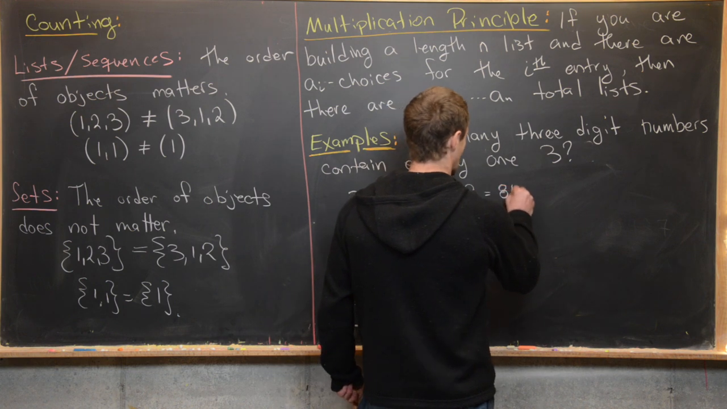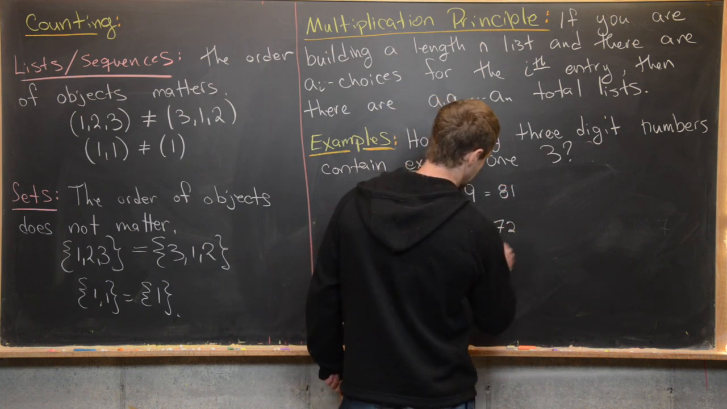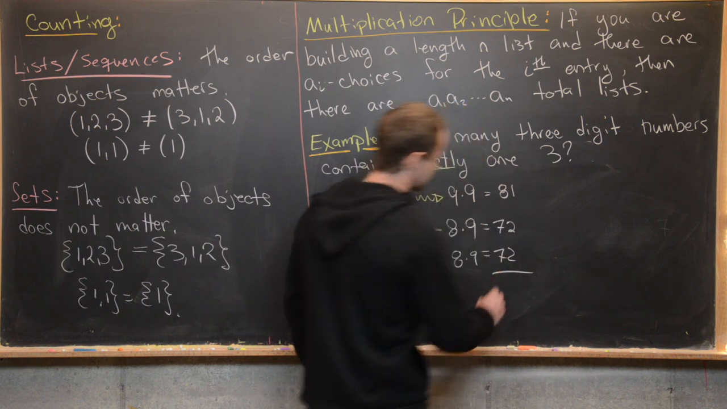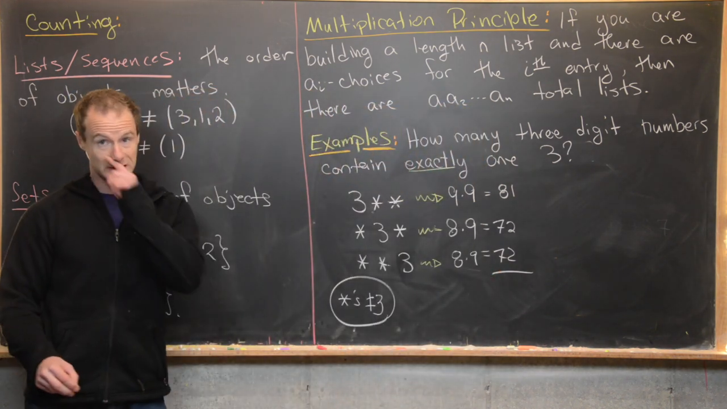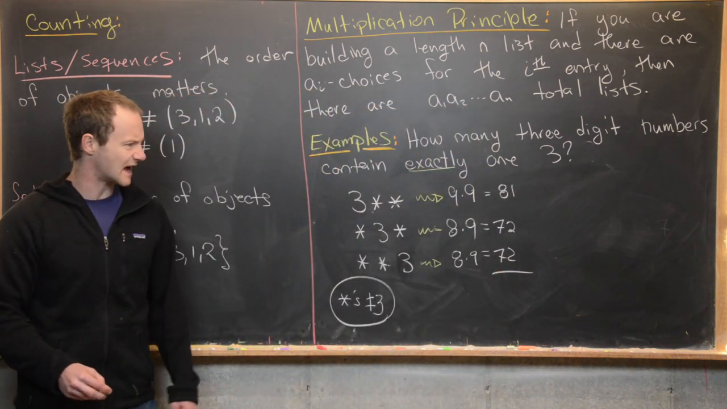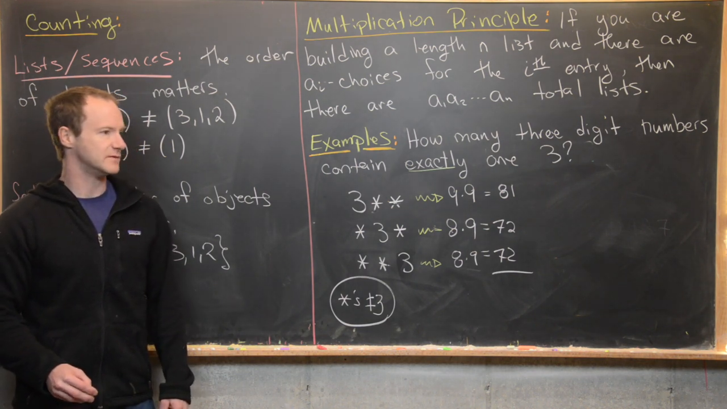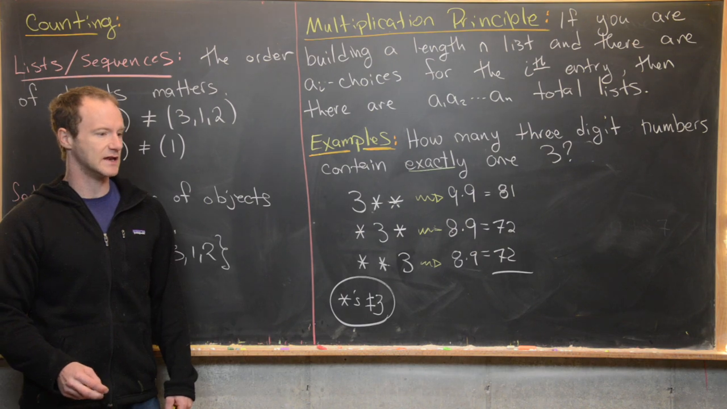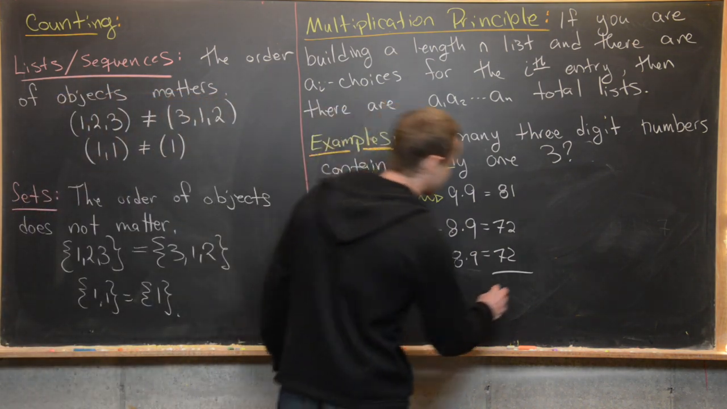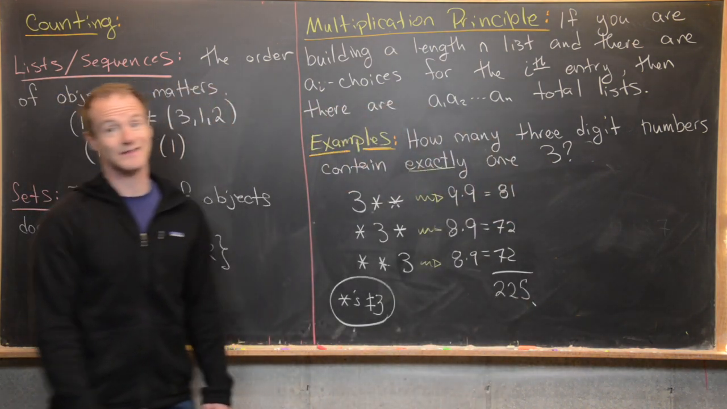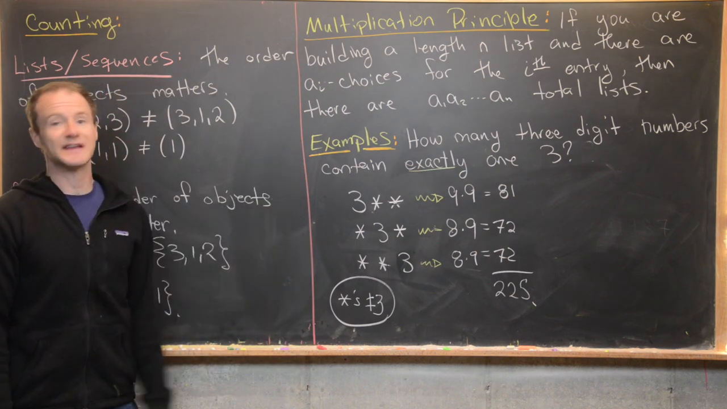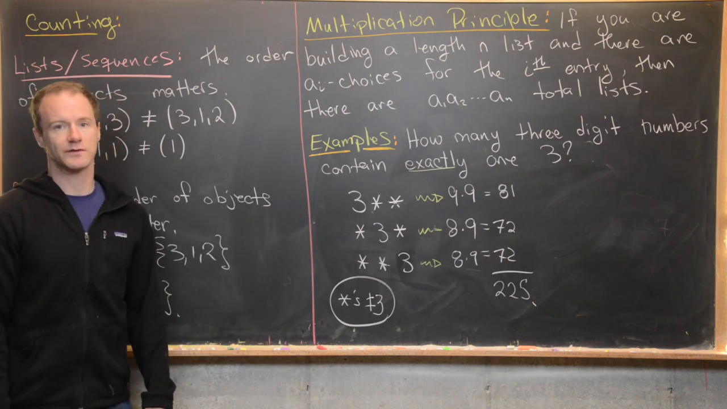So let's see what we get here. This is going to be 81. And then 2 copies of 72. So we get 81 plus 72 plus 72. So let's see what that is. That's 144 plus 81. That's going to be 225. So there are 225 total numbers that are 3 digits and have exactly 1, 3.